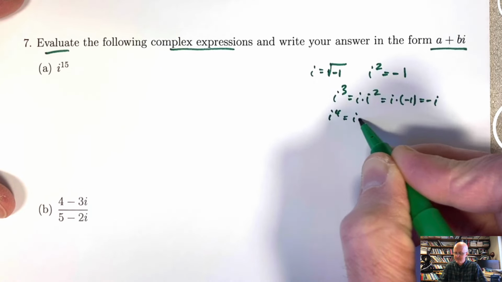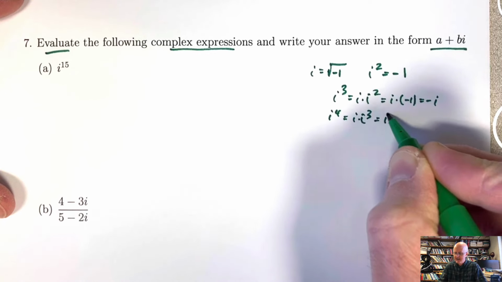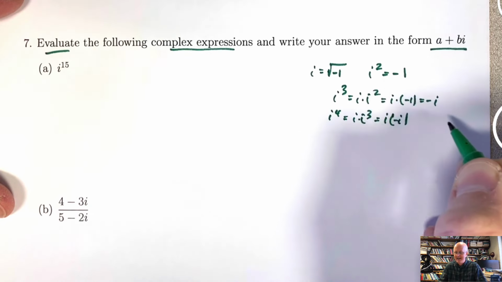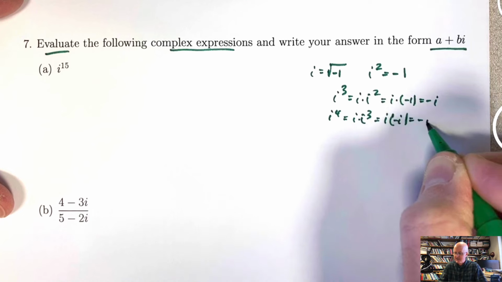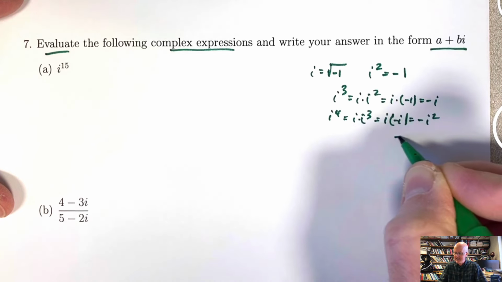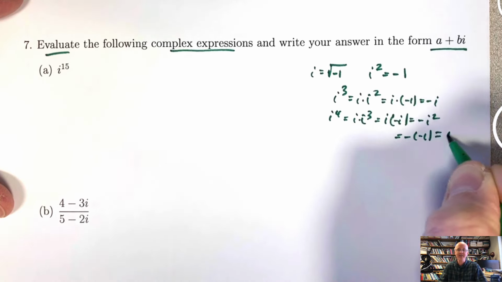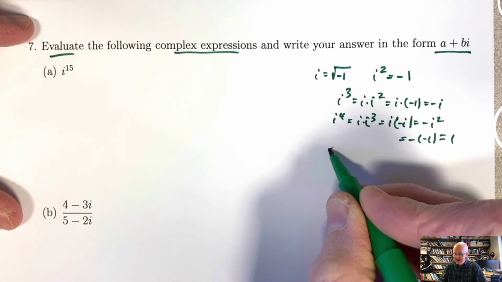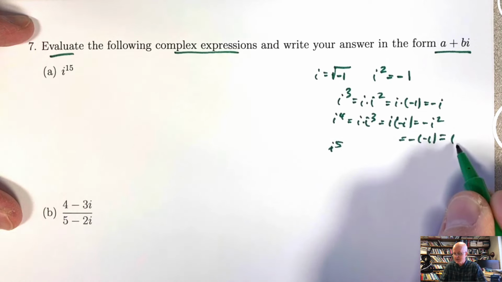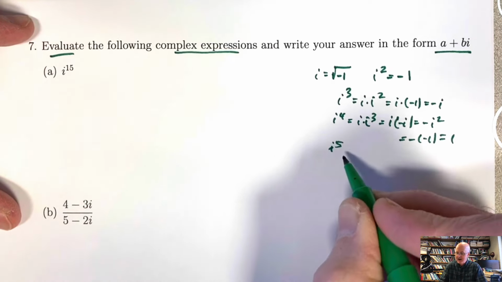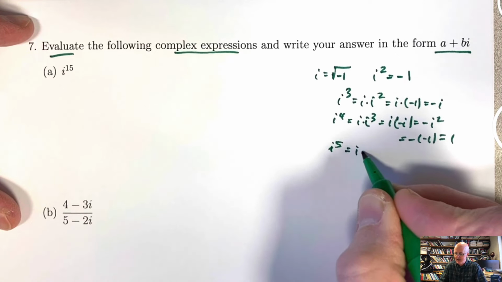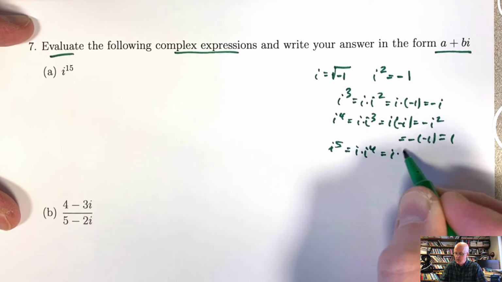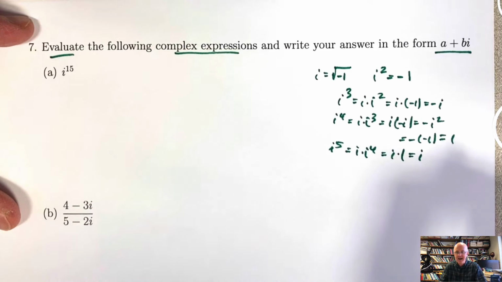What about i to the 4th? That should be i times i cubed. i times -i. Negative i squared. But i squared is -1. This is +1. Isn't this fun? Whoa, amazing. By the way, that should also be i squared, quantity squared, and -1 squared is +1. i to the 5th will be i times i to the 4th. i times 1. i. We're back to i.